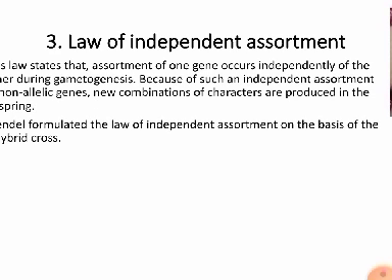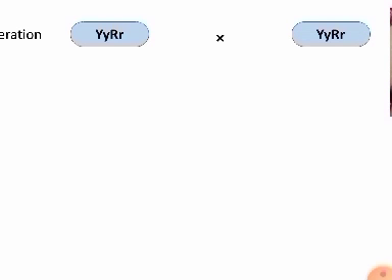Mendel formulated the law of independent assortment on the basis of the dihybrid cross. A dihybrid cross means a cross involving the analysis of two independent traits. Let's see the explanation. Here, the F1 generation was allowed to self-cross. Capital Y small y, capital R small r, cross capital Y small y, capital R small r.